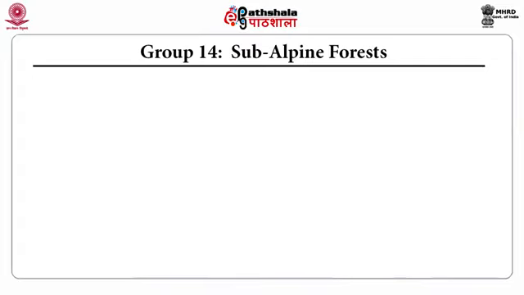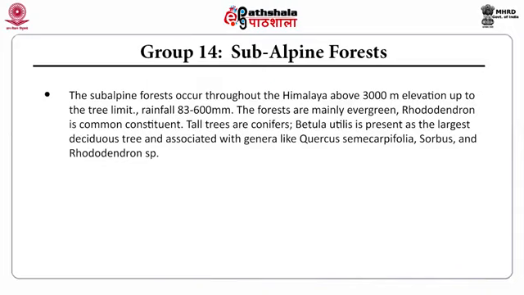Now we move on to group 14, which is the subalpine forest. These forests occur throughout the Himalaya above 3000 meter elevation up to the tree limit. Rainfall is low. The forests are mainly evergreen. Rhododendron is a common constituent. Tall trees are conifers. Betula utilis is present as the largest deciduous tree and associated with genera like Quercus semicarpifolia, Sorbus and rhododendron species.